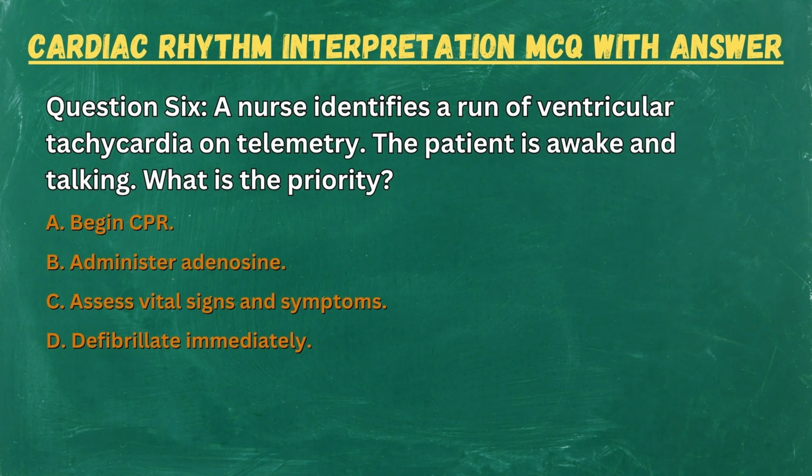Question 6. A nurse identifies a run of ventricular tachycardia on telemetry. The patient is awake and talking. What is the priority? A. Begin CPR. B. Administer adenosine. C. Assess vital signs and symptoms. D. Defibrillate immediately. Answer: C. Assess vital signs and symptoms.